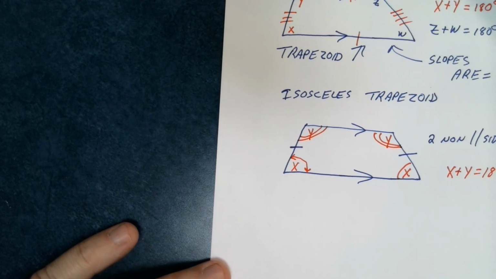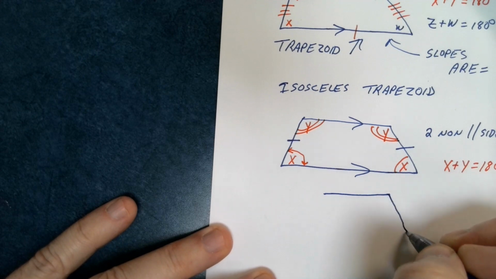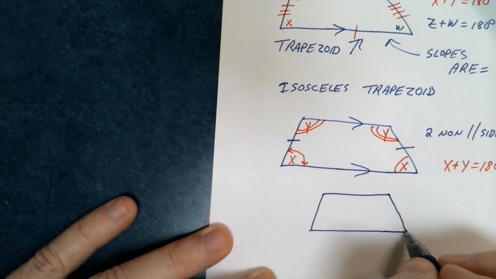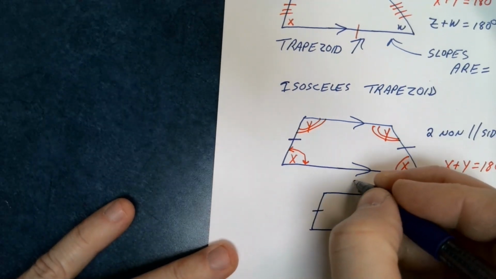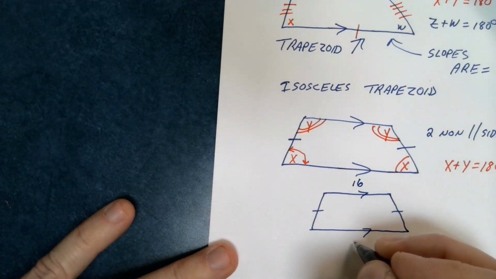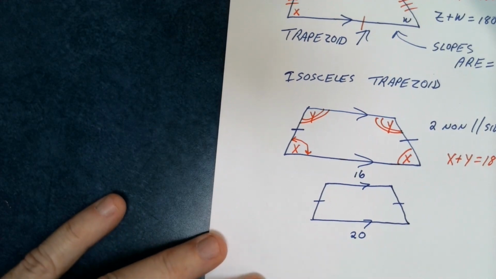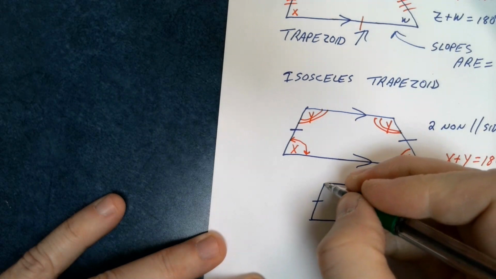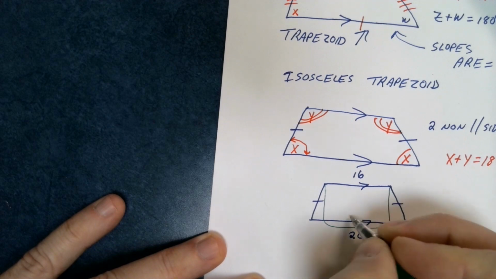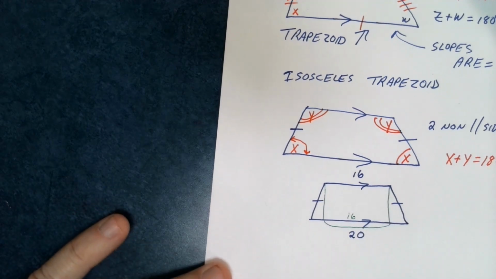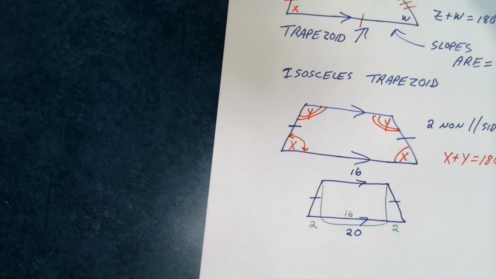So for instance, if we had some measurements out here, I'm just going to do a little bit of one right here, and we had this like this, and these two things were congruent and these two things were parallel, and this up here was 16 and this down here was 20, then we would be able to go, oh, well, if I drop this straight down and I drop this straight down, then this distance right here must also be 16, correct? And if the whole thing's 20, then that must be 2 left over there and 2 left over there.